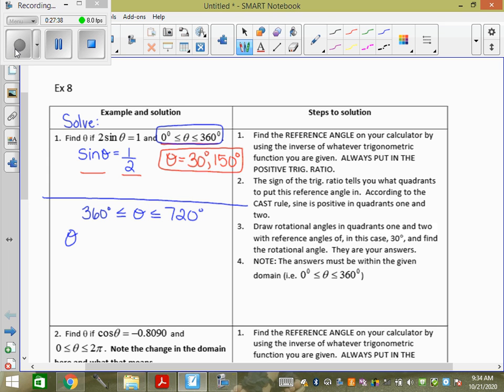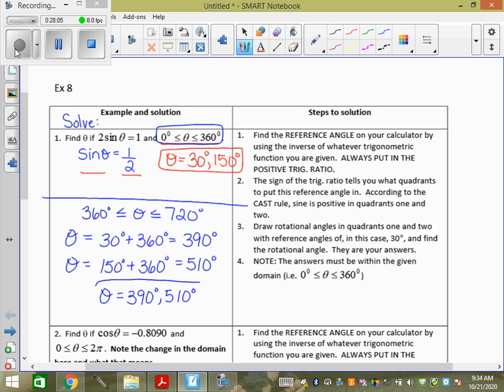So if I go theta equals 30 plus 360, I get 390. Does that fit? Yep. Theta equals 150 plus 360, and I get 510. Does that fit? Yeah. So my answers are going to be 390, 510. So we still always find our answers off the unit circle, off our principal angles, but we might have to actually doctor them with coterminals so they fit in the domain that they gave us. Okay? Does that make sense?